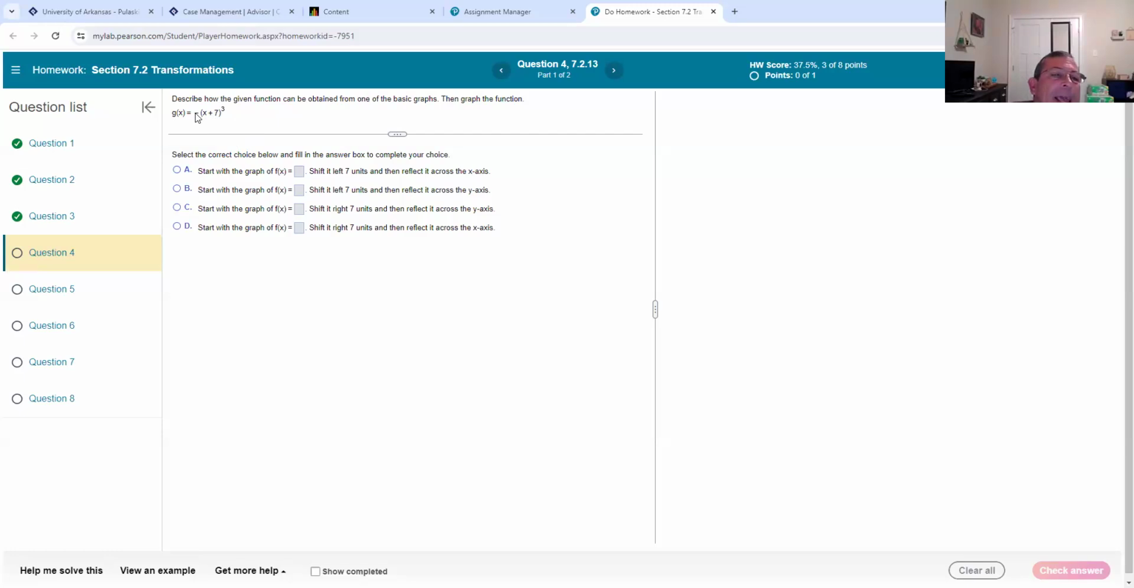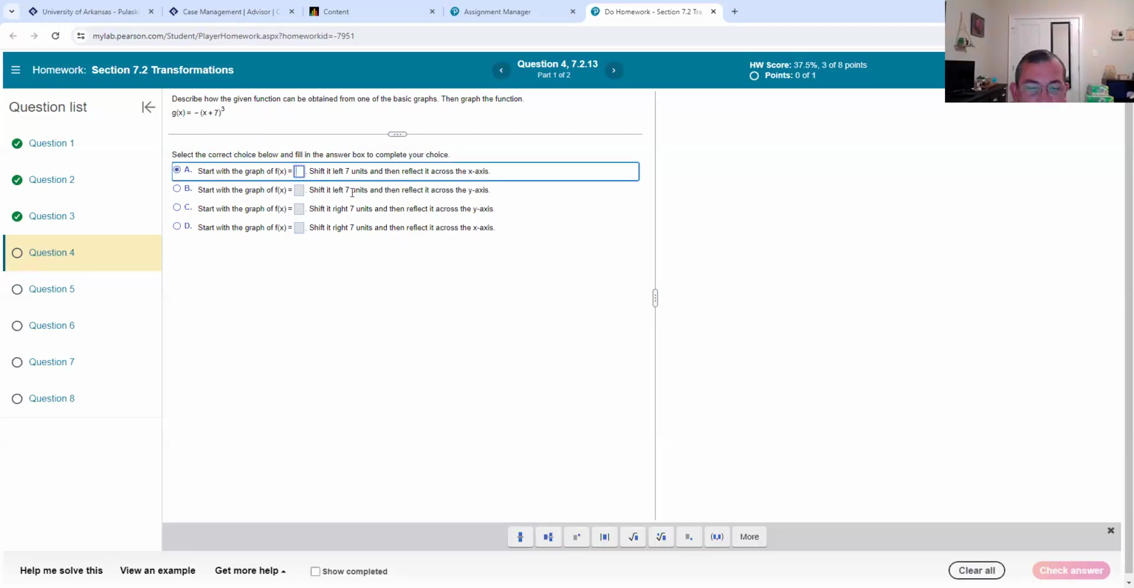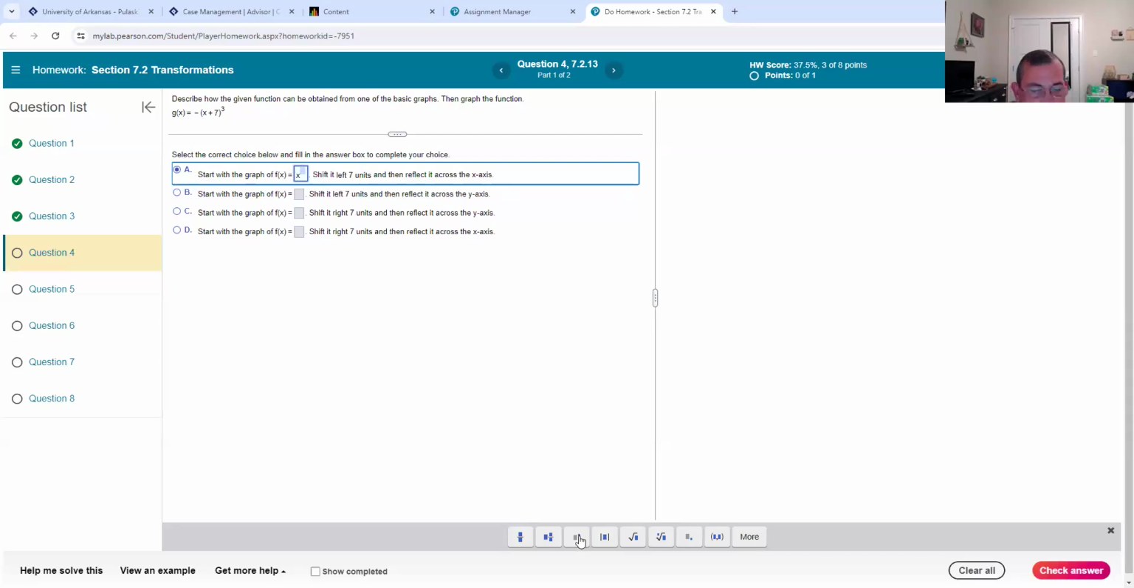So now you got that left. And then remember, that negative in the front is going to reflect us over the x-axis. So do not choose anything that has y-axis on it. So it's either going to be A or D. Y'all said I'm going to move left. So let's see. That has to be A. And then remember, we're going to start with our graph of x to the third. So we'll shift it left 7 and then reflect across the x-axis.